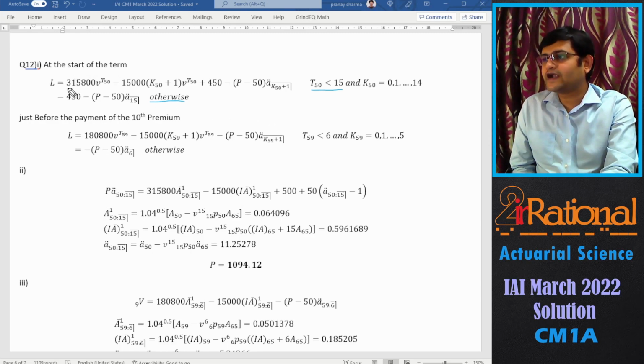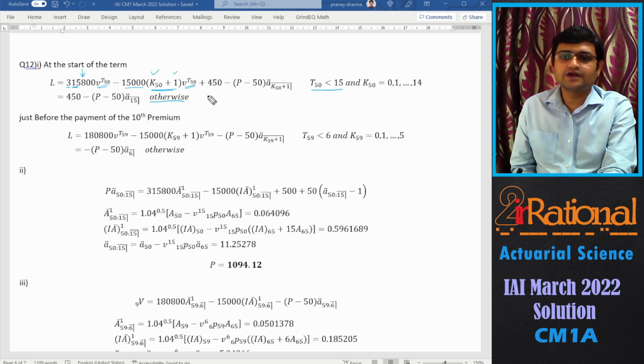So here, because we had decreasing, we have 300,000 and 15,000 decreasing, so I have added that together and then subtracted later on. Plus we have 800 as our claim expense, and because the payment is immediately on death, we have v raised to T50. But the decrease is going to occur every single year, therefore we will have K50 plus 1, and payment again decreasing. The payment would be paid immediately on death, so v raised to T50.